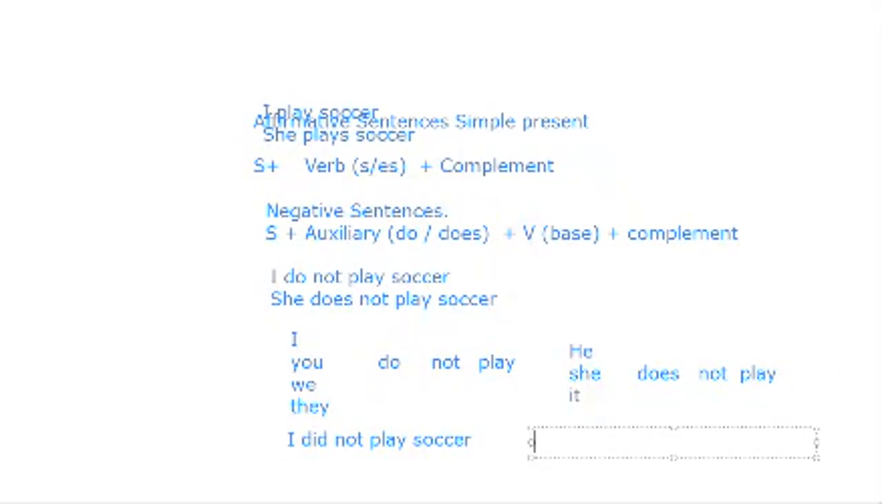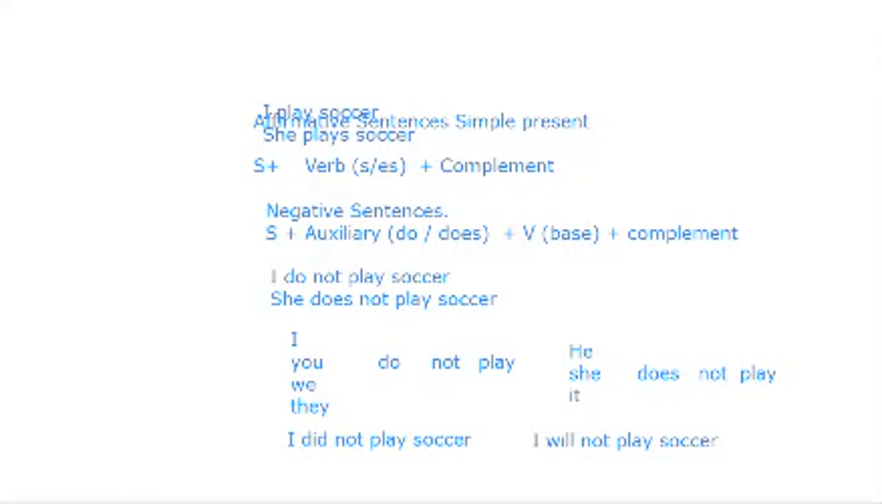Ve ahora esta otra. Esta es en futuro: I will not play soccer. Está en futuro. Entonces ve usted, presente, pasado, futuro. La estructura: subject, auxiliary, verb, base form, complement. Sujeto, auxiliar, el verbo en su forma base, complemento.